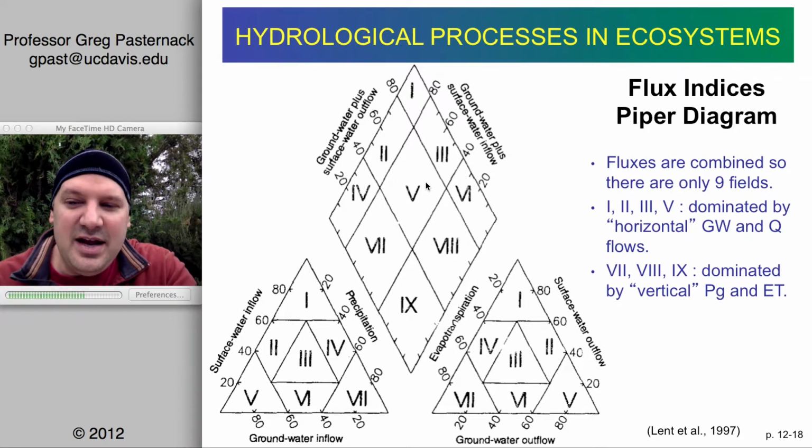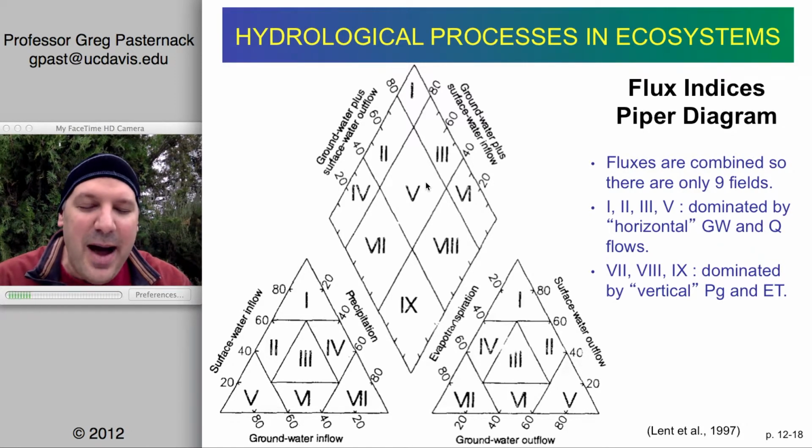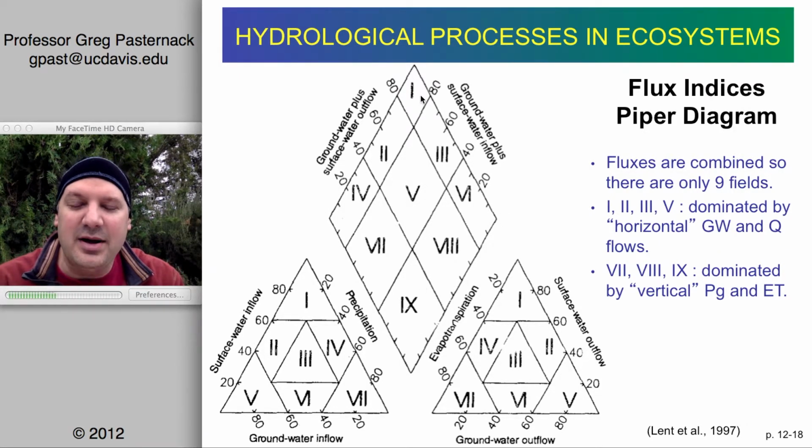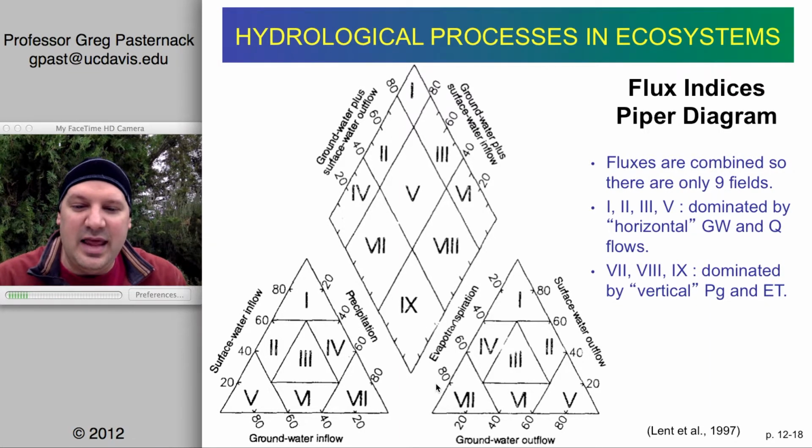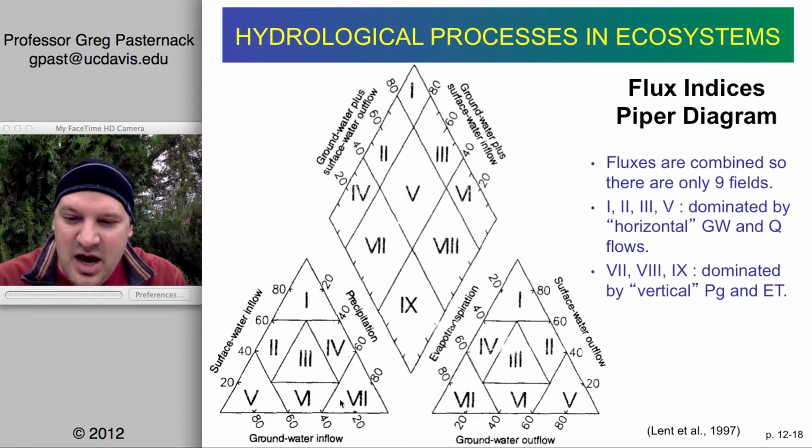So what we want to understand is how you interpret this Piper diagram from left to right and from top to bottom. So first we're going to start with top to bottom. What does it mean to be a number 1 versus a number 9 wetland? And just remember, we've taken a total of 49 different classifications and reduced them down to 9.